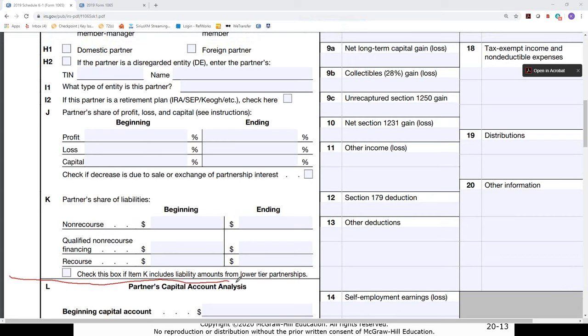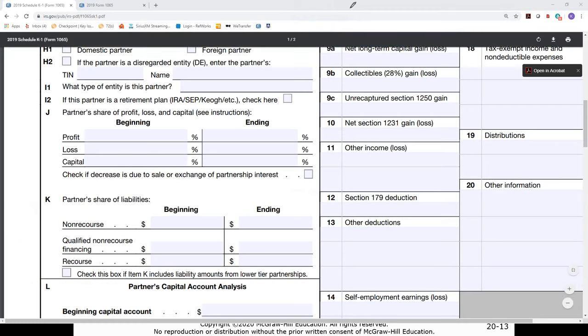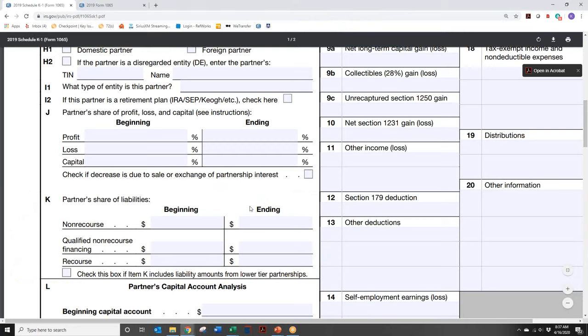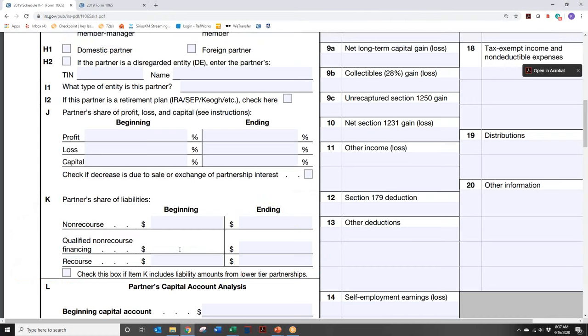I'm sorry, I'm a bad drawer when I've got my tracker ball. But this is where they talk about partner share of liabilities. With partner share of liabilities, you have non-recourse, qualified recourse financing, and recourse. So let's talk about the two big ones first, non-recourse and recourse.